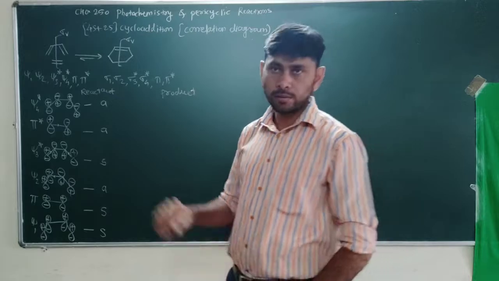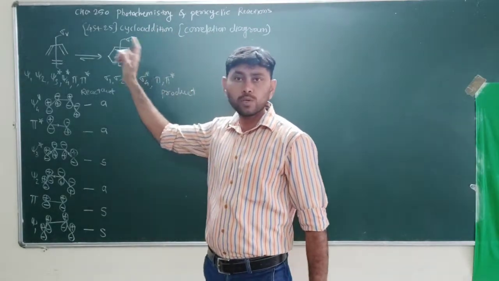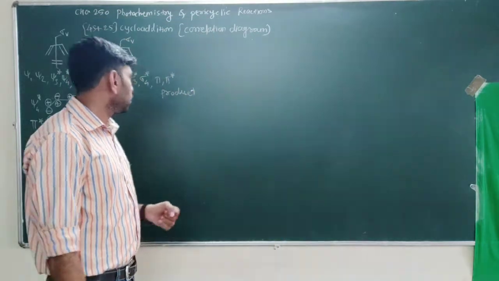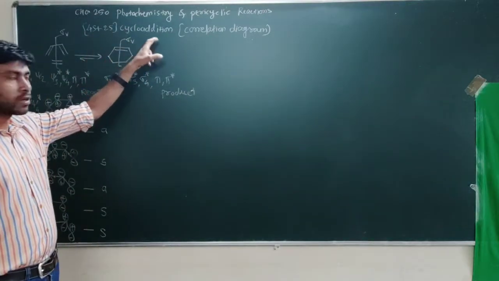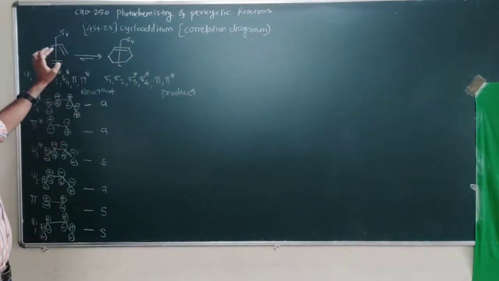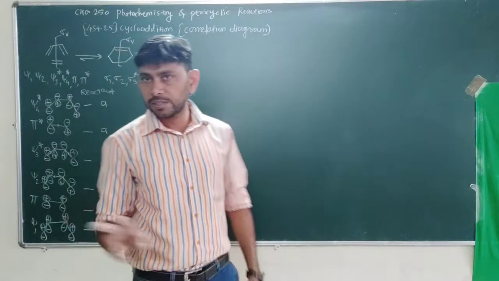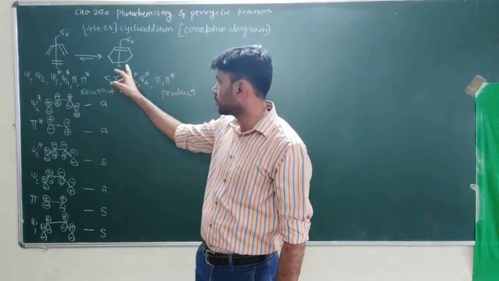In the last lecture we discussed the correlation diagram of the 2s plus 2s cycloaddition reaction. Now in this lecture we have to see the 4s plus 2s cycloaddition reaction, in which this 4s system and this 2s system both interact with each other to form the cyclic product. This is the cycloaddition product.